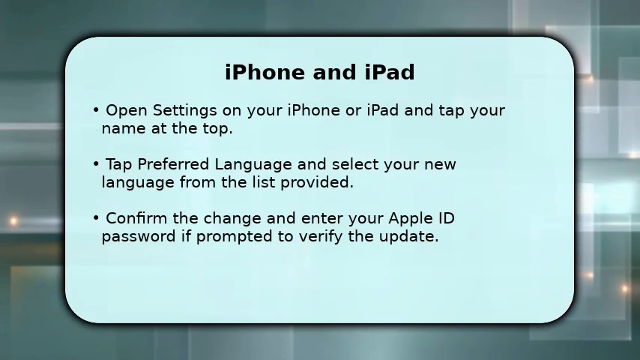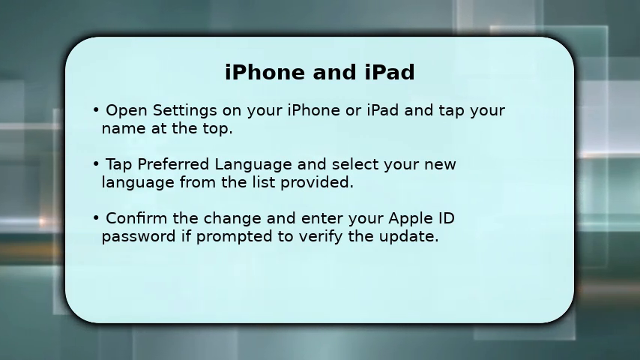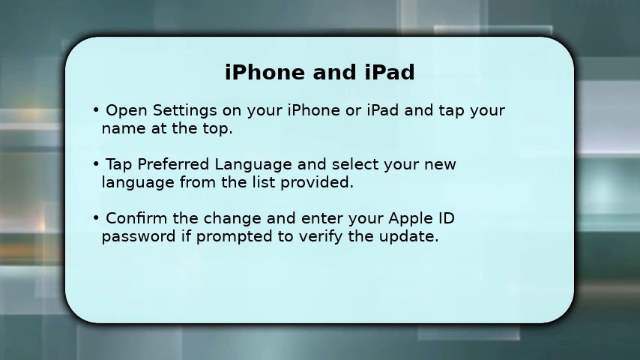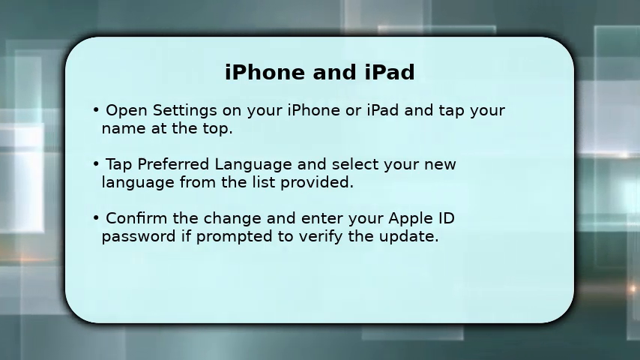Open Settings on your iPhone or iPad and tap your name at the top. Select Name, Phone Numbers, Email, then choose the Language and Region option. If Language and Region is not visible, go to Settings, General, Language and Region.